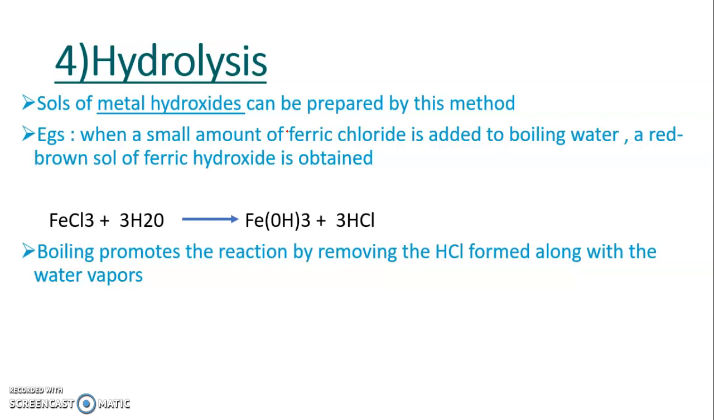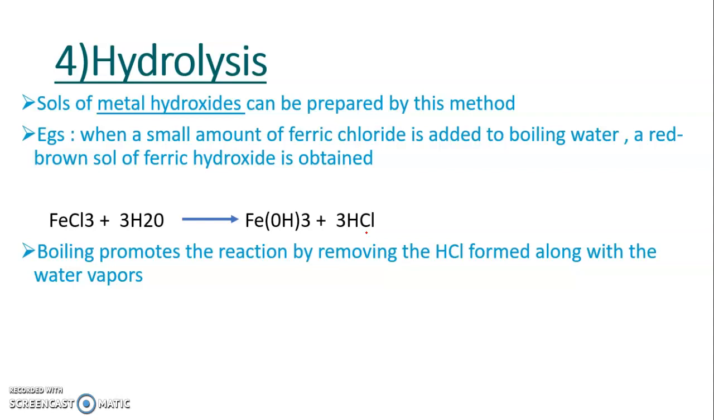Salts of metal hydroxides can be prepared by this method. Example, when a small amount of ferric chloride is added to boiling water, a red-brown salt of ferric hydroxide is obtained. The reaction is given here. Ferric chloride plus water gives ferric hydroxide as well as HCl. Boiling promotes the reaction by removing the HCl formed along with water vapors.